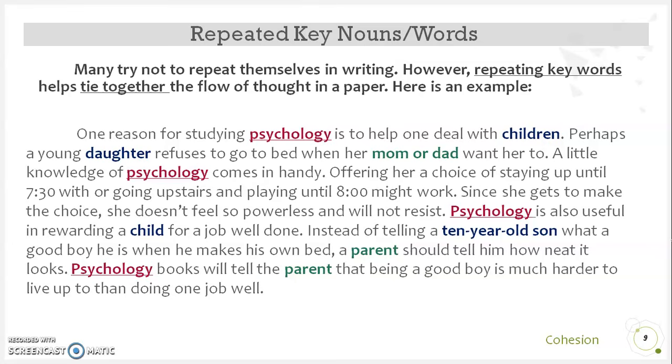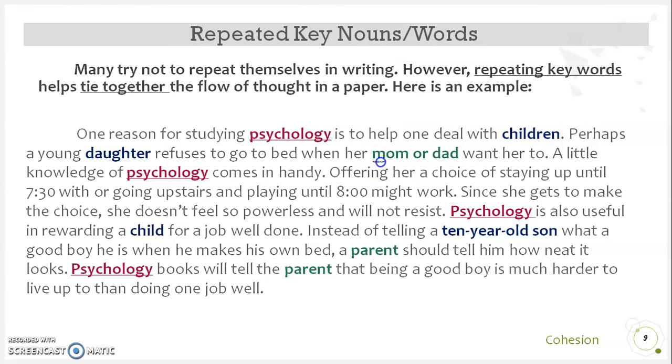Now that you read the paragraph, you noticed that this paragraph is about reasons to study psychology and how it helps one person to deal with children. If we look at the word psychology, we notice that it is mentioned 3 times after the topic sentence. In addition, if we look at the word children, we have several words that are related to children being repeated in the paragraph, like daughter, child, 10-year-old son.